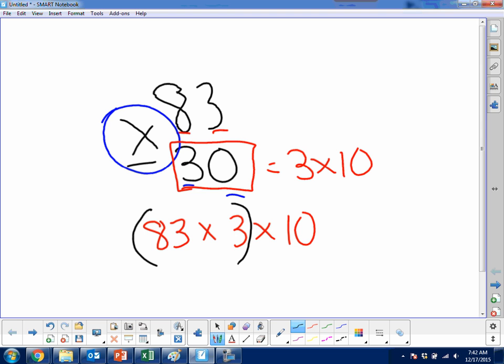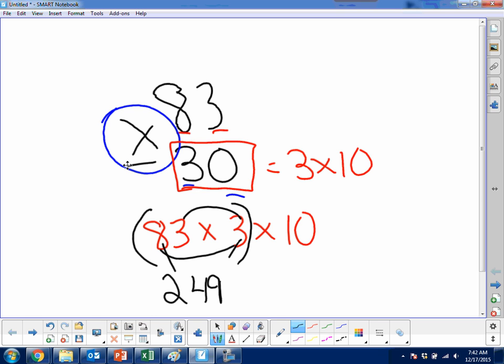So now I'm going to think to myself, what's 83 times 3, and then multiply that times 10. Well, we can do 83 times 3. So let's think about this. If I take 83 times 3, I know that 3 times 3 is going to be 9, and I know that 80 times 3 is going to be 240. So now I have 249. That's what this equals right here.